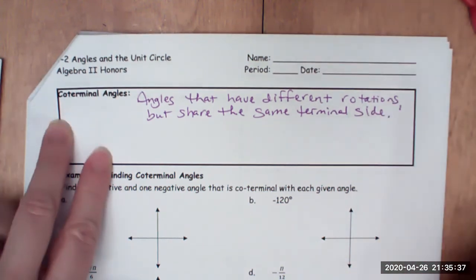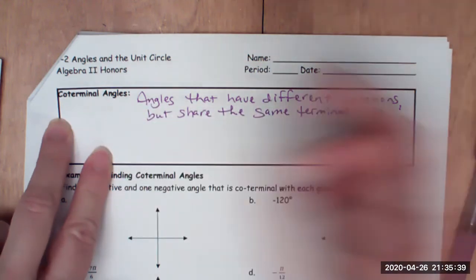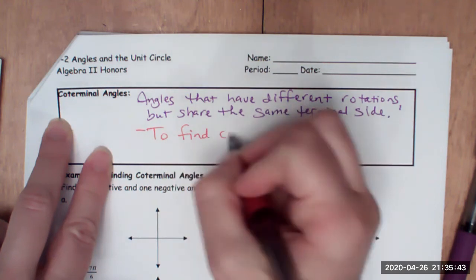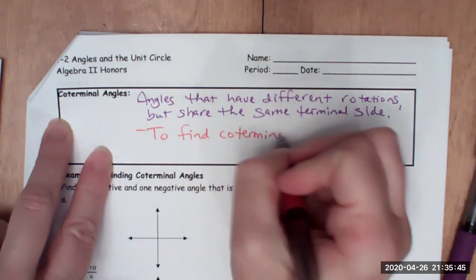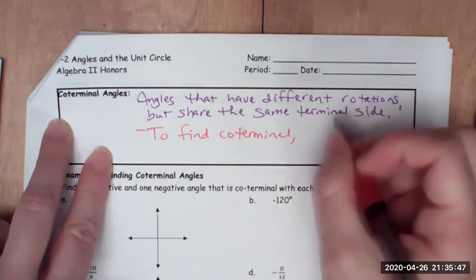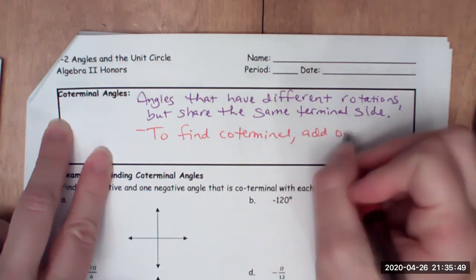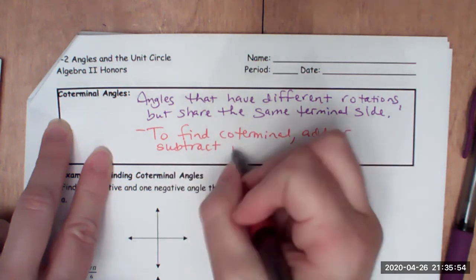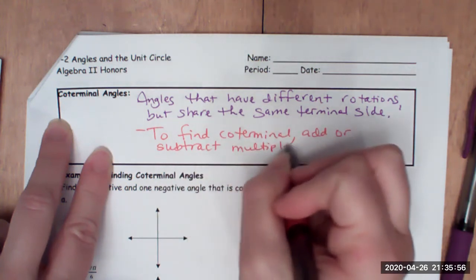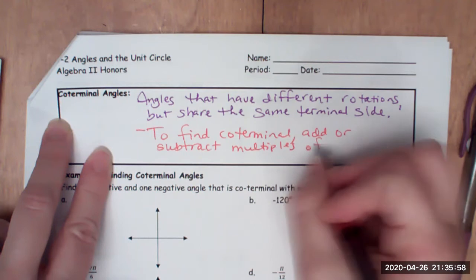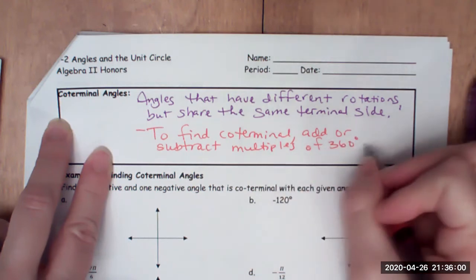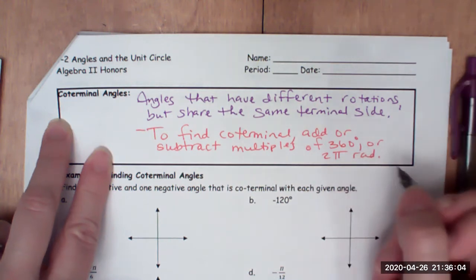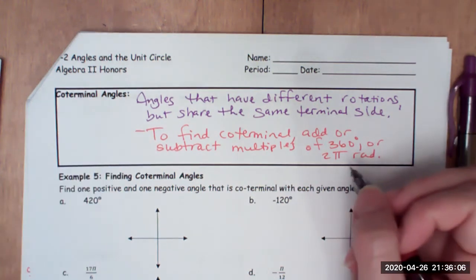Okay? So to find coterminal angles, all we need to do is add or subtract multiples of 360 degrees or 2 pi radians, okay? So let's see how that happens, okay?